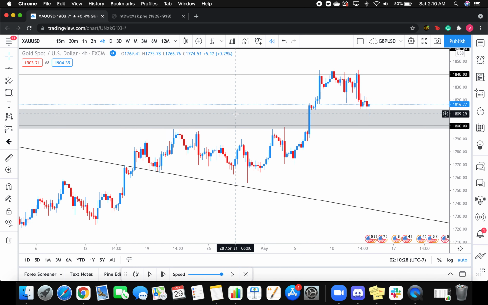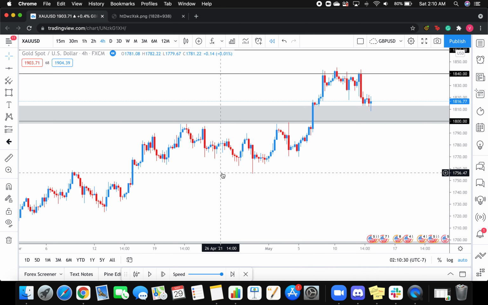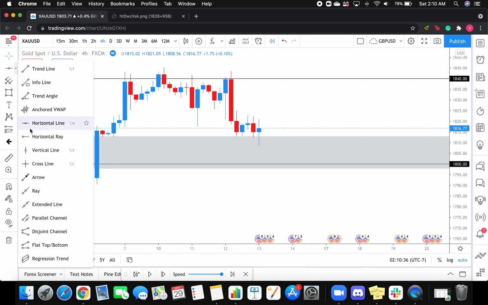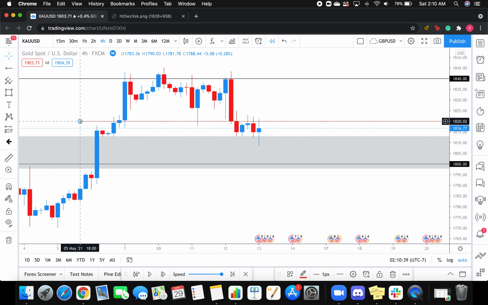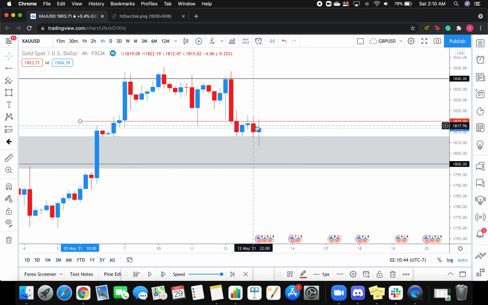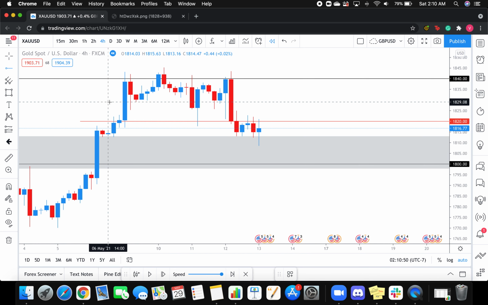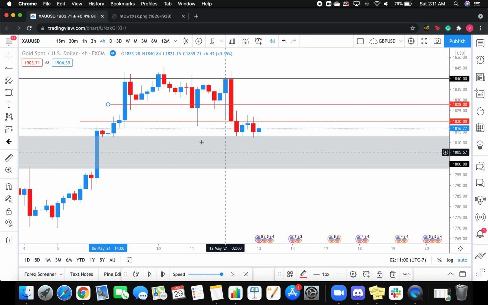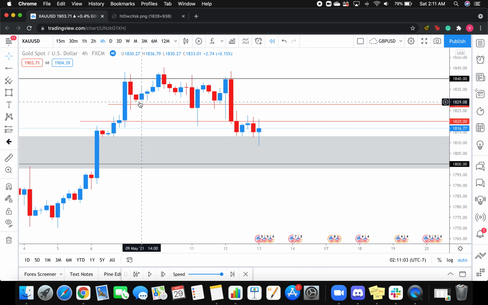Now we drop down to the 4-hour time frame. I'm going to remove this trend line here. On the 4-hour time frame, we see a couple of levels that we want to watch out for, just for intraday levels. First one is 1820, which is that consolidation resistance for the 4-hour. And the second level that we want to watch out for is right around here, which is that 1828 level.